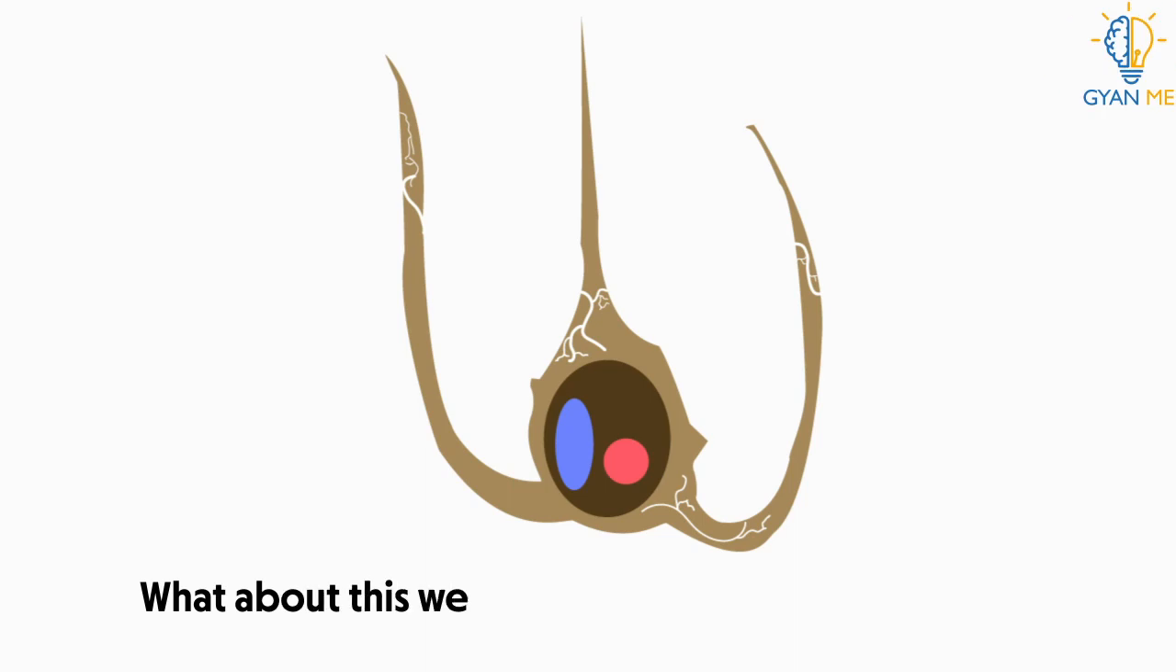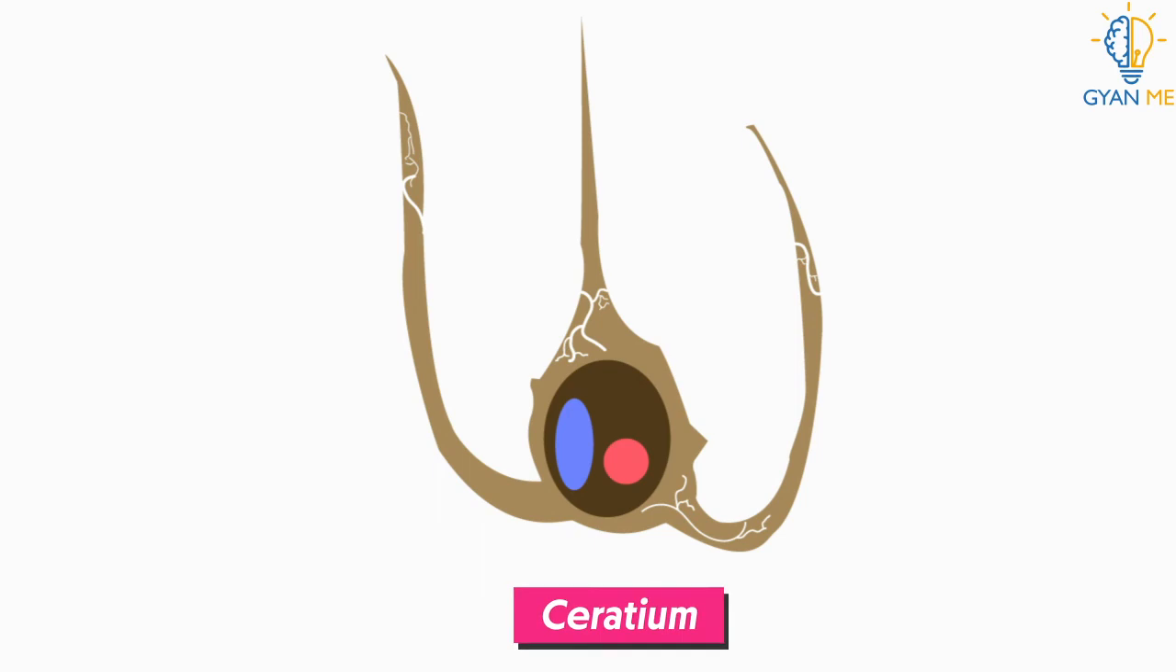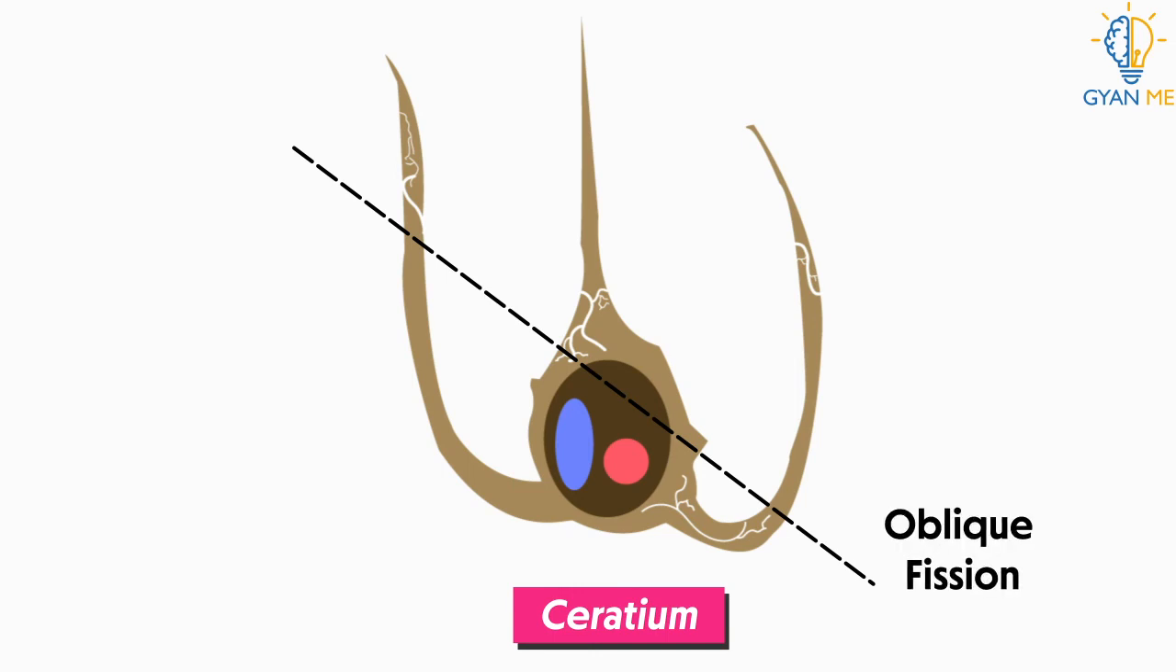And what about this weird looking unicellular organism? It is Paramecium. Fission happens here at an angular axis. It is called oblique fission.